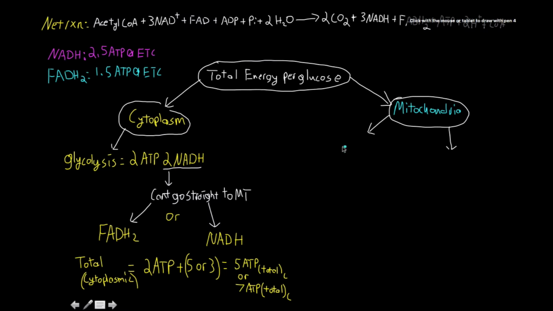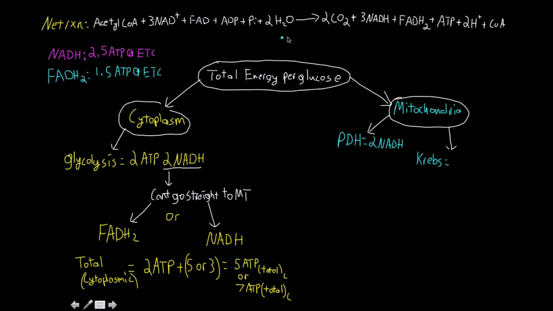For the mitochondria, there are really just 2 places: the pyruvate dehydrogenase complex and the Krebs cycle. We get 2 NADH from the pyruvate dehydrogenase complex, and then the Krebs cycle gives us 6 molecules of NADH, 2 molecules of FADH2, and 2 molecules of GTP, or ATP as well. What we're seeing up here is the net reaction per Krebs cycle, but this is happening twice per glucose molecule.